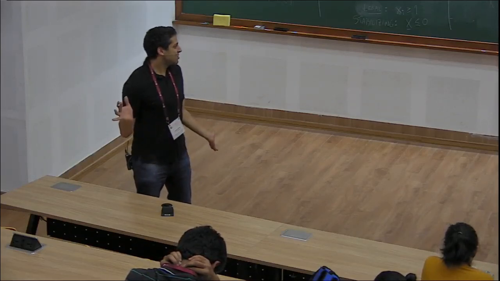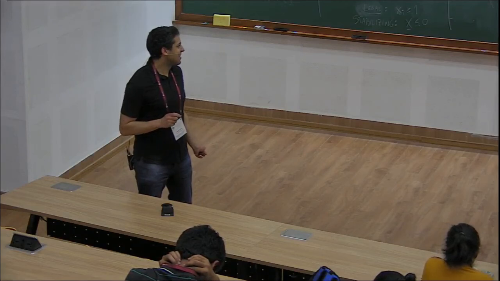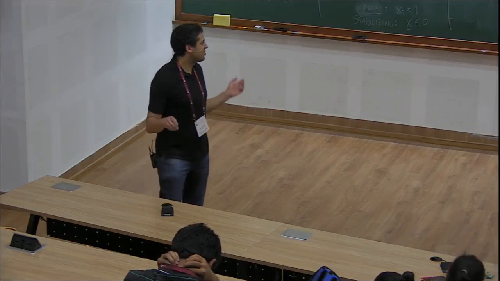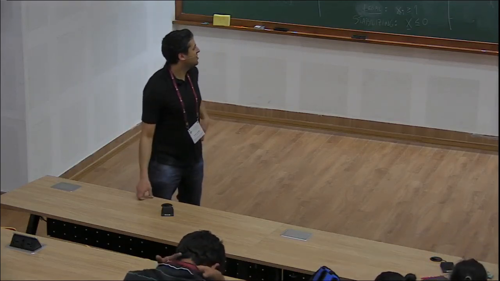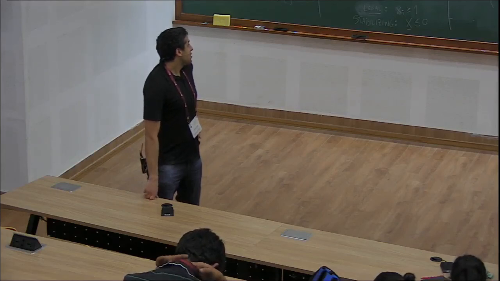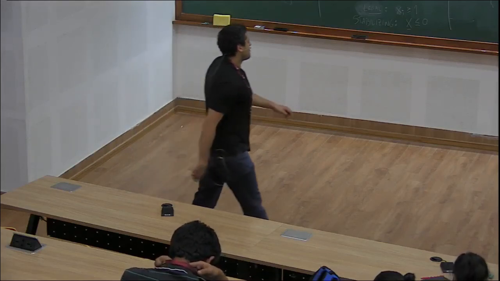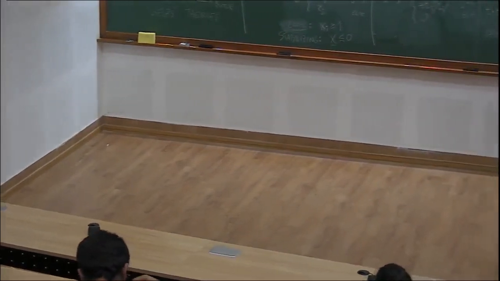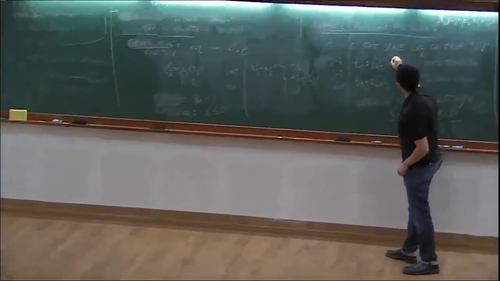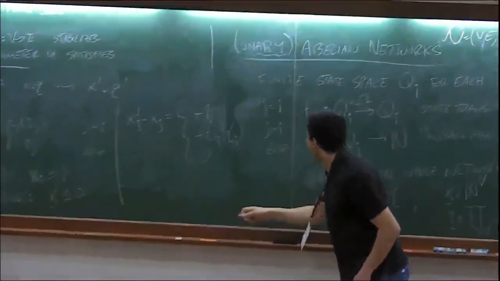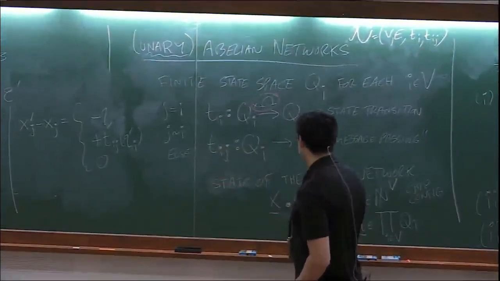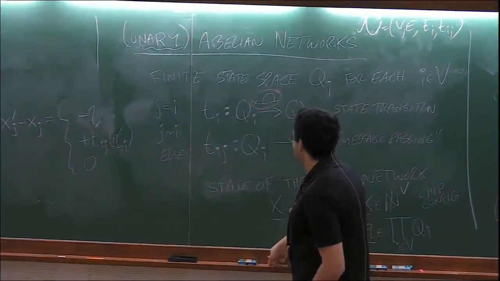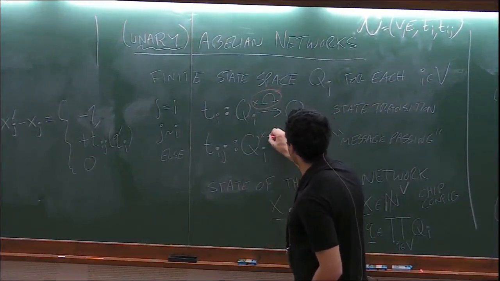And a lot of what we show about abelian networks applies in that setting too, of countable state space. So the other thing you could do is put a probability space into these maps. So you could say, well, the transition depends on some additional randomness, right? So we call that a stochastic abelian network.